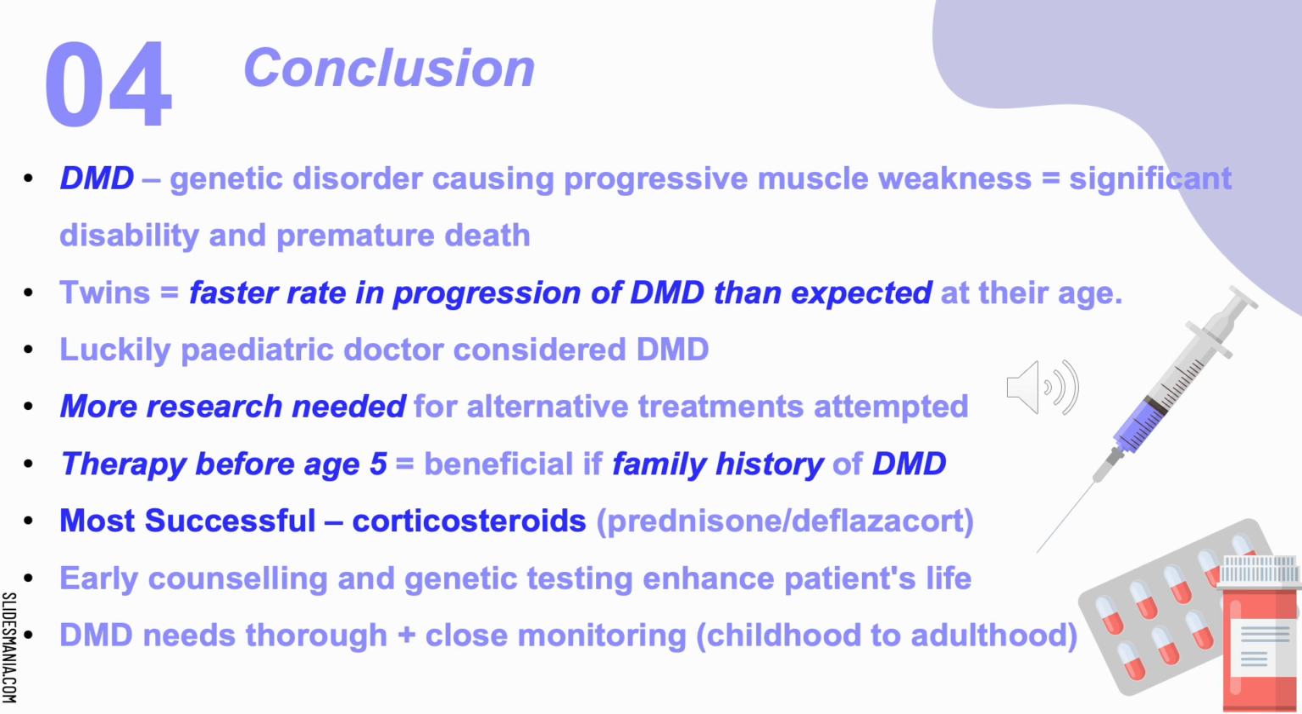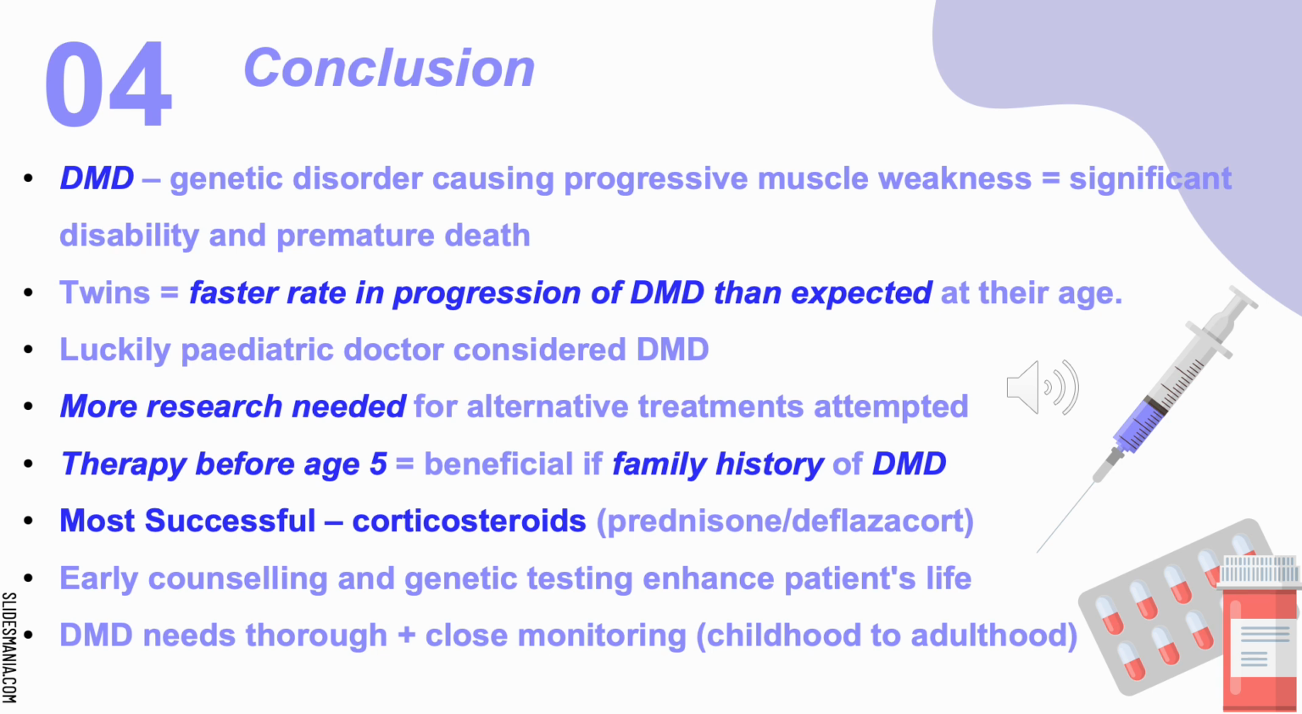Now let's look at the conclusion. As already mentioned, Duchenne muscular dystrophy is a genetic disorder that causes progressive muscle weakness, leading to significant disability and premature death. In the case discussed above, the twin boys were unlikely candidates for DMD due to being so young and especially because there was no family history of DMD.